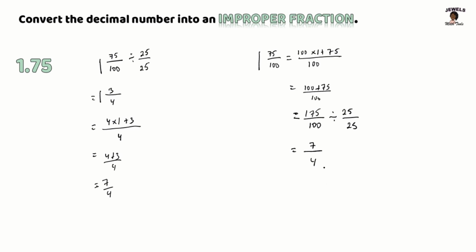Okay, so you can see that in both cases we worked it out differently, but we still arrived at the same answer. And again, you can check your answer by dividing 4 into 7. 4 goes into 7 once. 1 times 4 is 4. 7 minus 4 is 3. And again, with our answer, 1 is my whole number, 3 is my numerator, and 4 is my denominator.